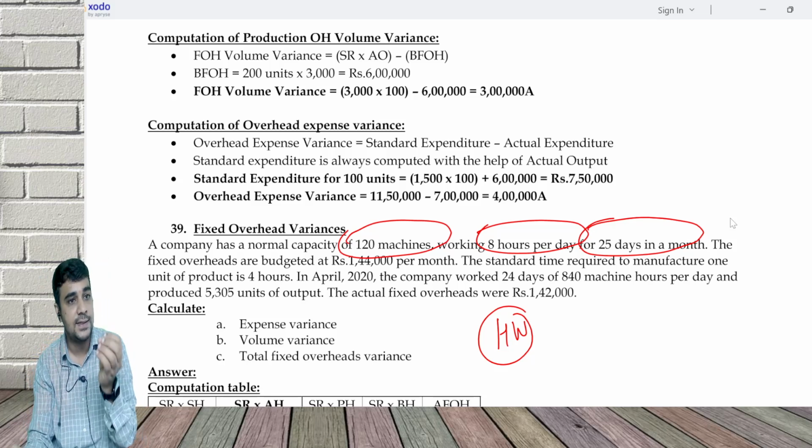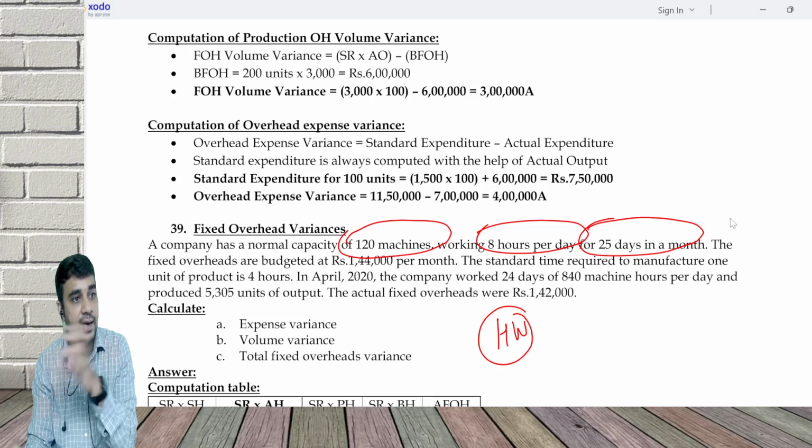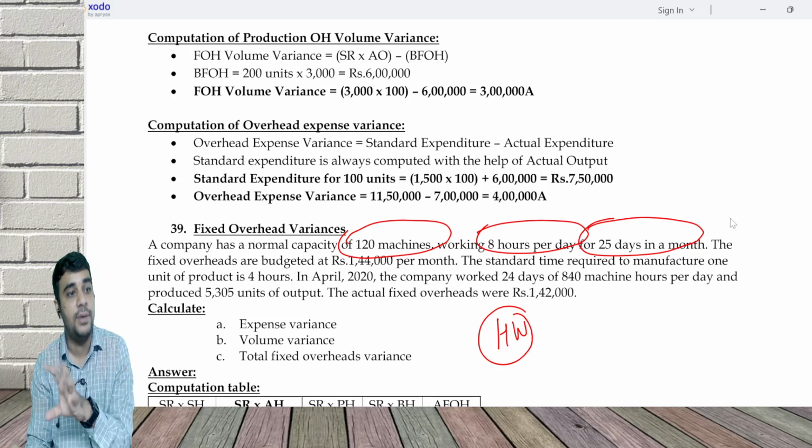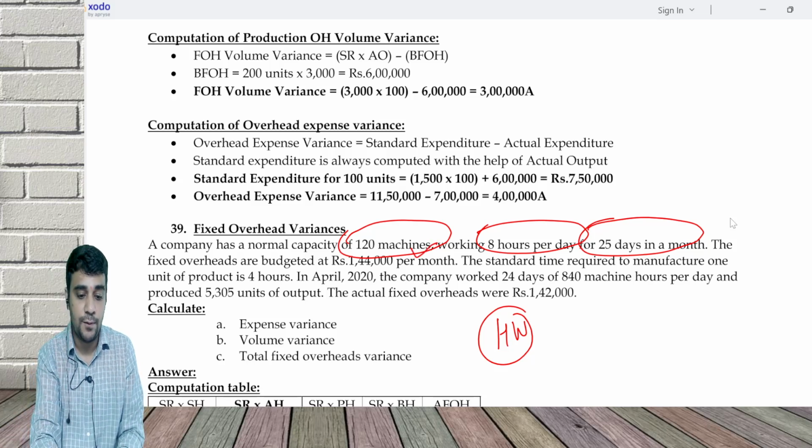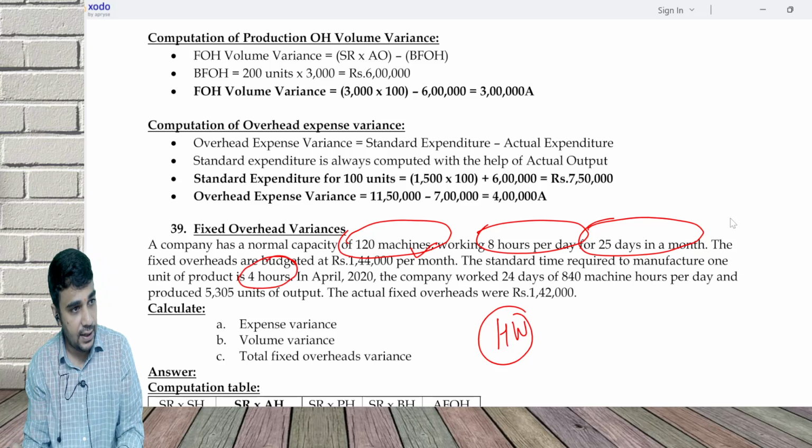Instead of calling it SHS standard labor hours, we'll call it standard machine hours. It is just machine hours. The fixed overheads are estimated to be 1,44,000. Standard time required for 1 unit is 4 hours. This is the standard equation: 1 unit equals 4 hours.